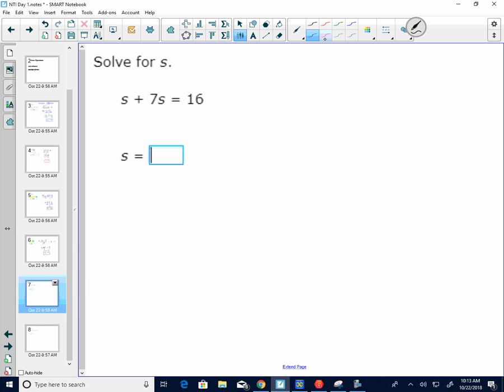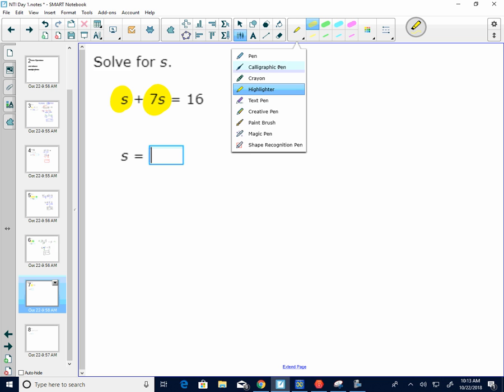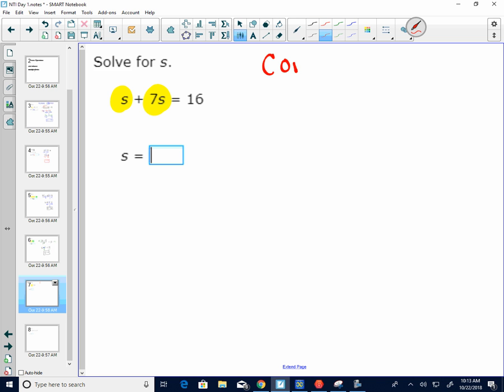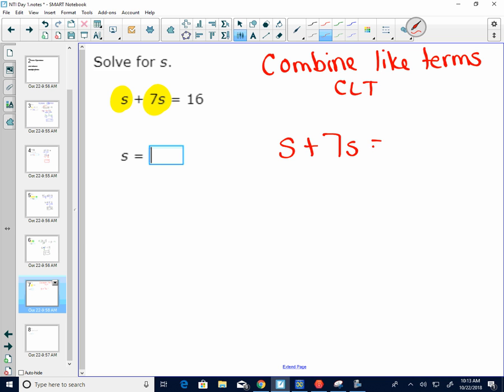Then the final kind of problem that you'll have is when you have multiple terms and you have to combine them. So we have an s here and we have a 7s there. Those are like terms, so we're going to have to combine like terms, or perform a little CLT, on this math problem before we get started. So s plus 7s equals 16. Well, this is an understood 1 in front. They're on the same side, so I just add them together like they are. So 1 plus 7 is 8. So now I have 8 s's is equal to 16.